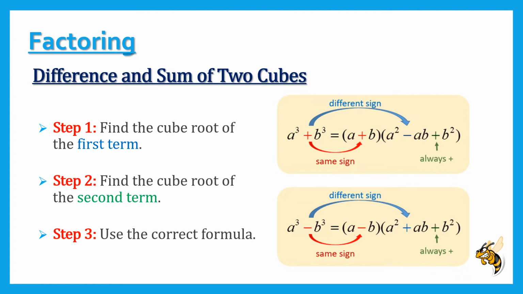So if it's a sum of two cubes, you want to start off with a plus sign followed by a minus sign, followed by a plus sign. The last part is always a plus sign. If it's the difference of two cubes, it starts off with a minus sign, followed by a plus sign, followed by a plus sign. The last one is always a plus sign.